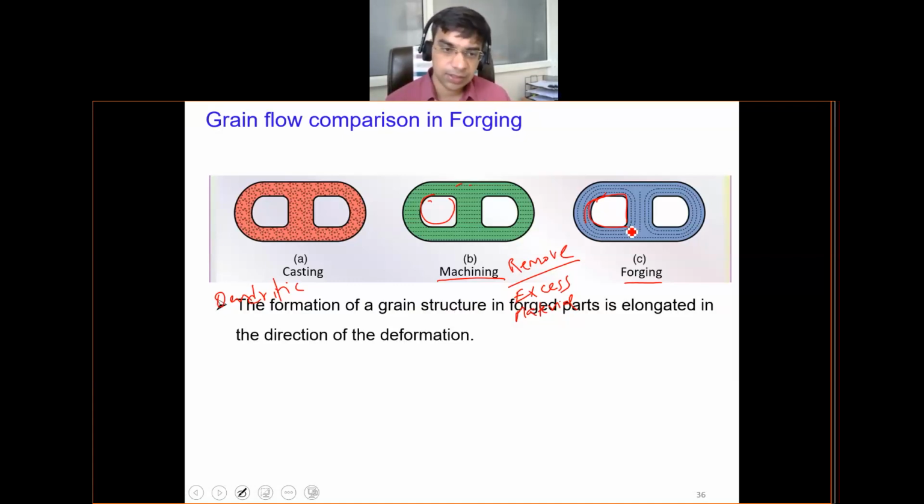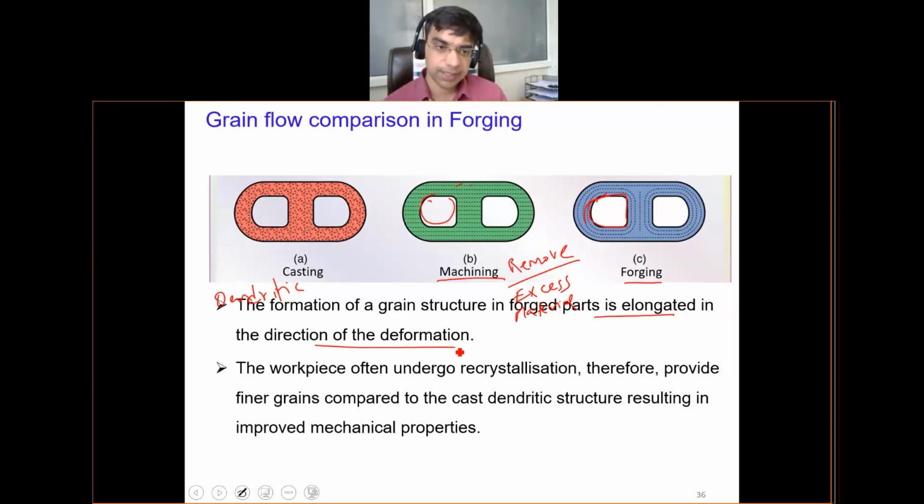So the grain structure of the forged part is elongated in the direction of deformation. The grains will be deformed in the direction in which the force is applied. And the workpiece may undergo recrystallization if it is being done above the recrystallization temperature, that is under hot forging. And the finer grains which are created offer improved mechanical properties that we have been discussing, because the grain boundaries per unit volume increase, thus impeding slip under applied load.